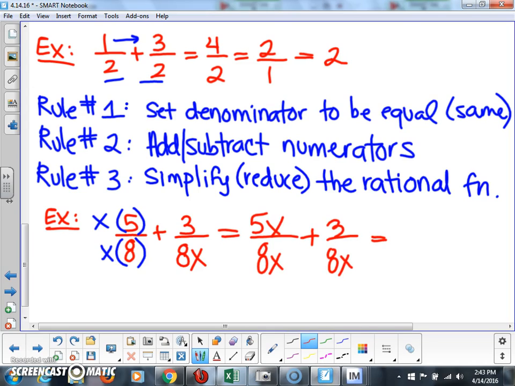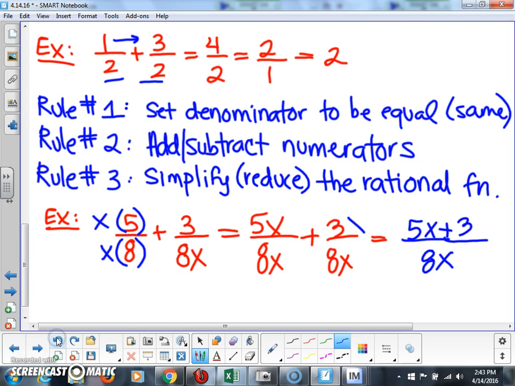When I add those together, what do you get? 5x plus 3. Can I combine x's and numbers? No. So you're going to just have 5x plus 3 over 8x, and that's as far as you can go. You cannot combine an x and a regular 3. If it was a 3x, then you could combine them.